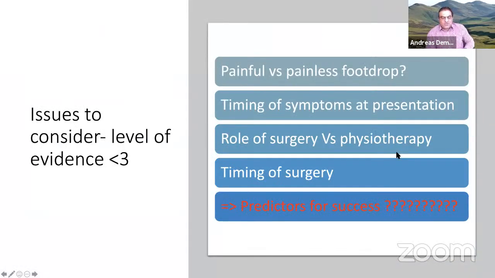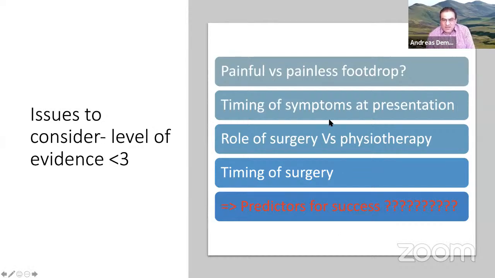So the issues, when Deborah asked me, what are the issues of spinal pathology and foot drop? These are the key questions for me. We always ask, is this painful or painless foot drop? Because we think painful means there's a better chance of recovery. Is there much evidence behind that? The answer is very difficult to find any. We all know it anecdotally, or we think we know it, but there is very little to find.